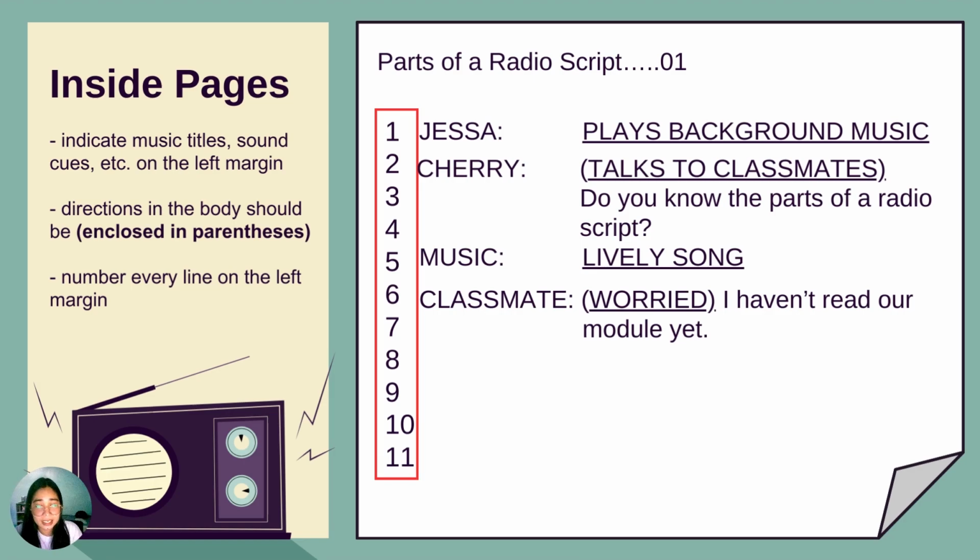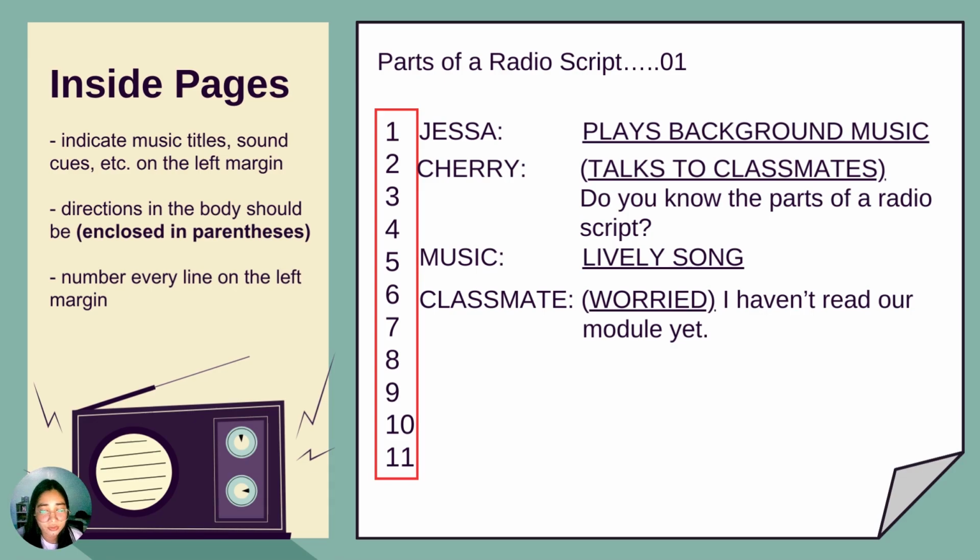We should also indicate music titles and sound cues on the left margin, then continue with the directions in the body of the copy. Music or stage directions occurring in the body of the speech should be enclosed in parentheses and written in capital letters so that an actor will know not to read them as part of his lines.